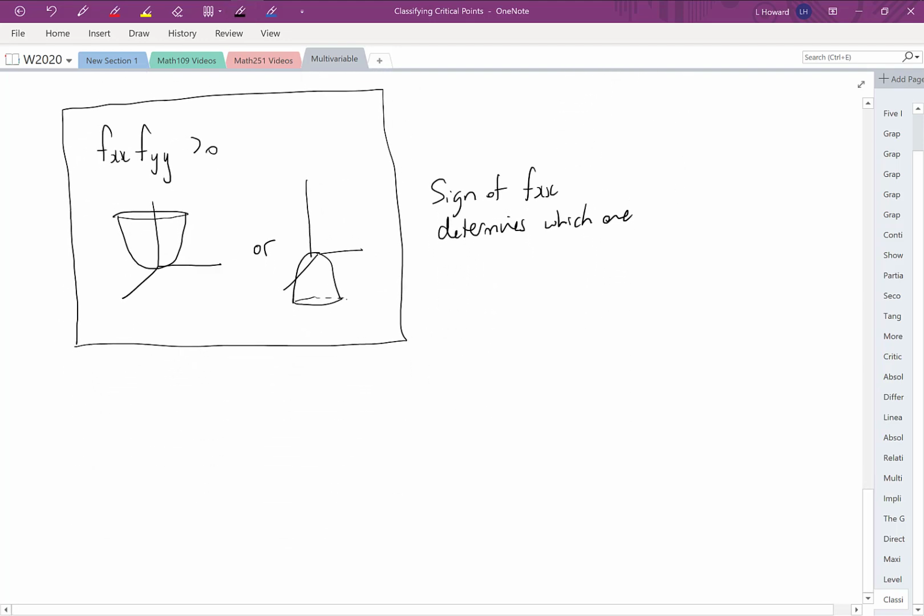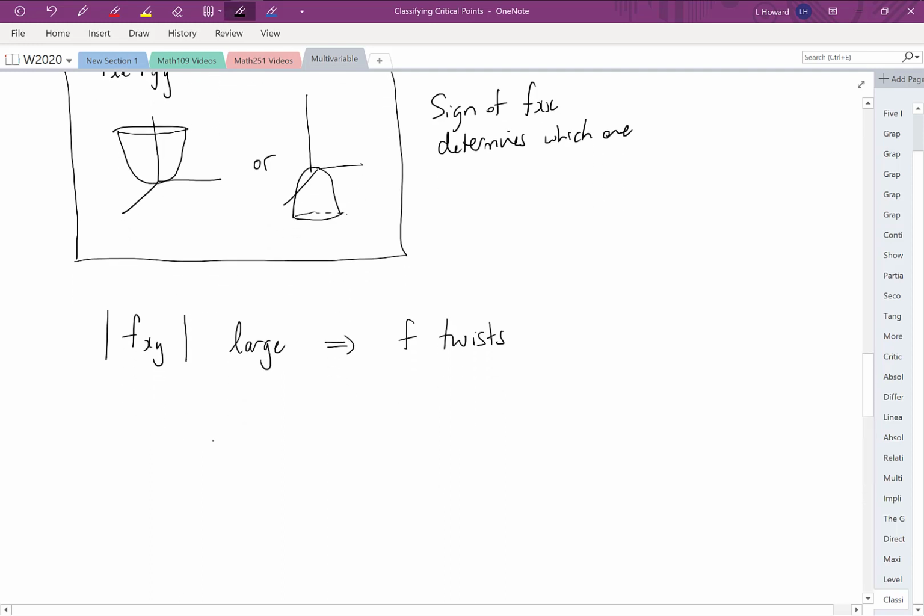Now the only other piece of the puzzle that we need is an understanding of what f sub xy measures. Let's talk about the absolute value of f sub xy, and let's say that when it's a big number, that implies that f twists. I'll draw a picture to show what that means. It means either your function is concave up in the y direction but concave down in the x direction, like that, or the opposite type of behavior. You could have concave down in the y direction and concave up in the x direction. That's what we're going to call twisting, like a saddle.